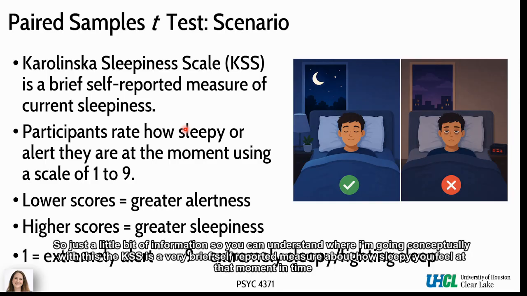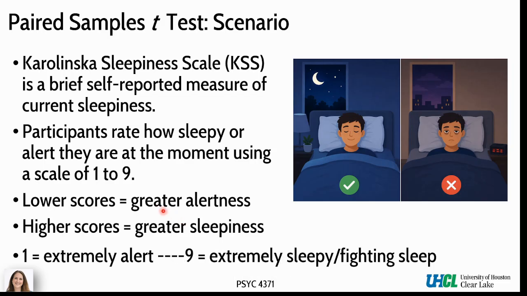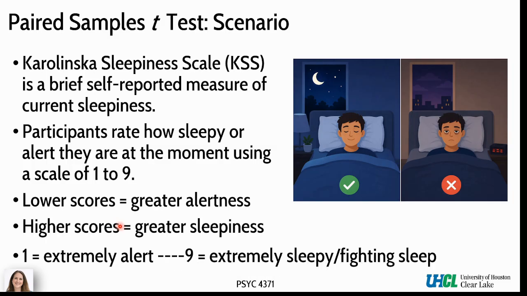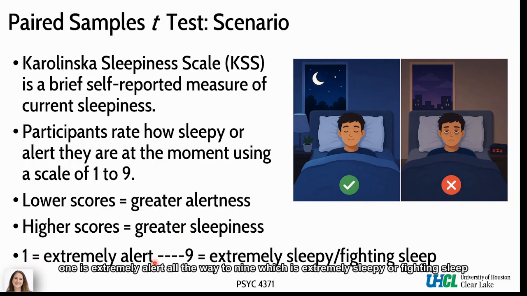So just a little bit of information so you can understand where I'm going conceptually with this. The KSS is a very brief self-reported measure about how sleepy you feel at that moment in time. So participants rate how sleepy or alert they are using a scale of 1 to 9. So it's looking at sleepiness. The lower the score is, the more alert the person is. And the contrary to that is that the higher a score is, the greater sleepiness they're reporting. So 1 is extremely alert all the way to 9, which is extremely sleepy or fighting sleep.